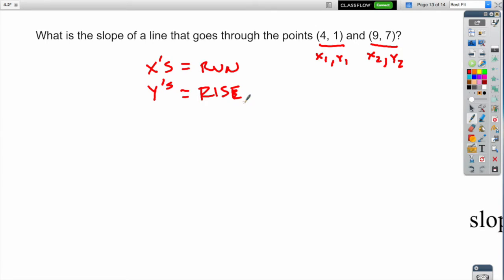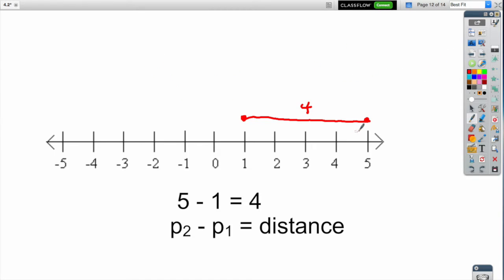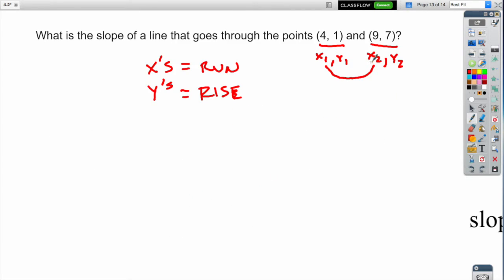Okay. All right, and so what we would do is to find the run, we'd take the x coordinate we ended up at and subtract away the x coordinate we started at, just like over here. The point we ended up at minus the point we started at. 5 minus 1 gives a distance of 4. So we're doing the same thing here.